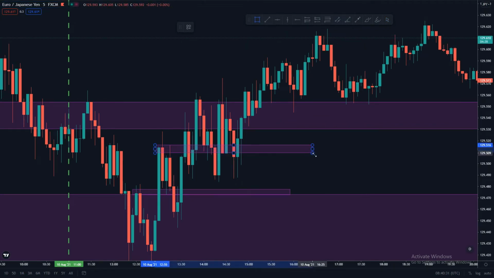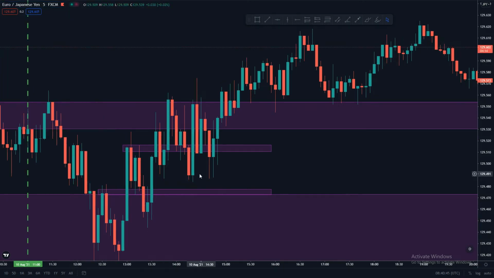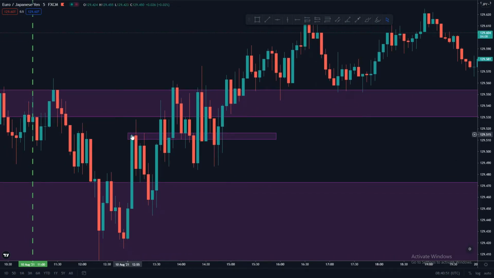So now the market created another high, right? Another high here. So now we're expecting that high to be broken. So once that high is broken, we now know what to do. So it created this high and came back here, and we want this high to be broken. What happened? The market went up and broke this high.